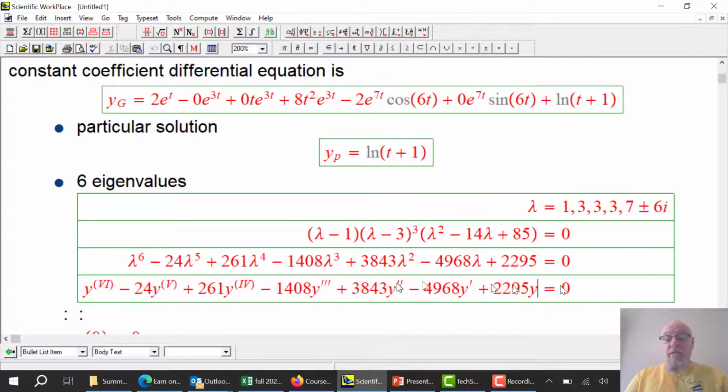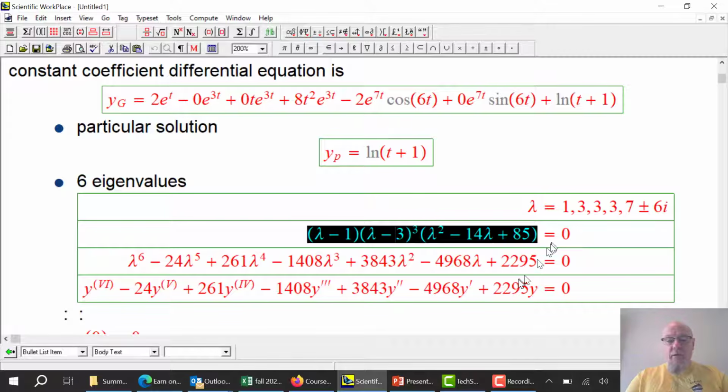This will be the homogeneous equation then. This homogeneous equation would produce this auxiliary equation. When I factor, I would get this factored auxiliary equation.